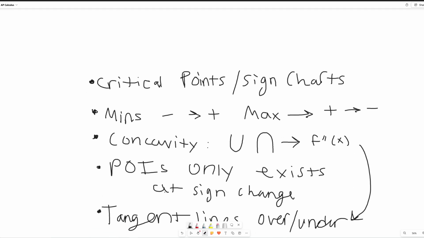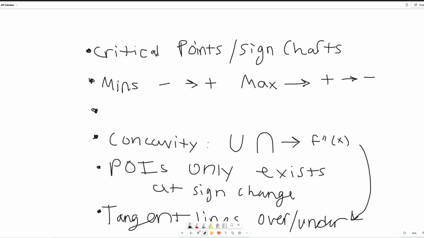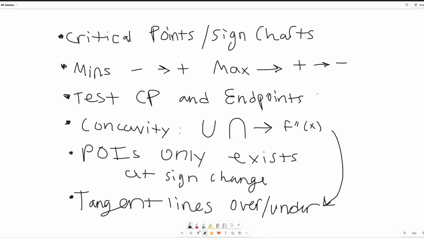And remember one more thing, which I should have put up here. Test critical points and endpoints for absolutes. Absolute max/min.